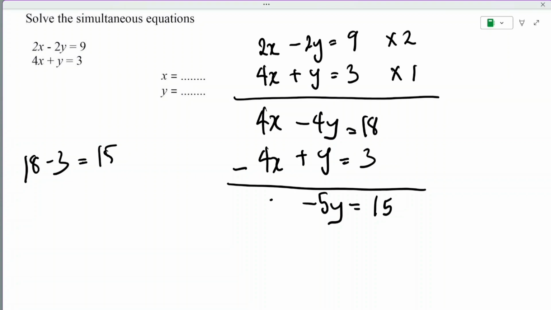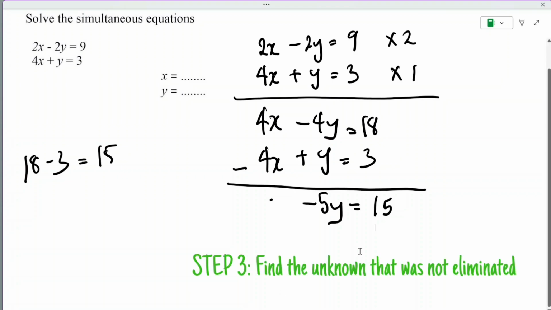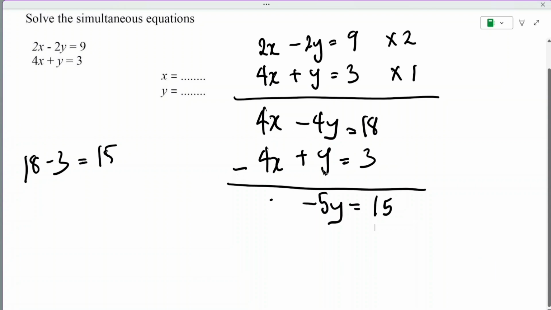We're now going to the third step. That's finding the left unknown, and in this case it is y. We've eliminated x by subtracting. The first step in this case was to make sure the coefficients of x in both equation 1 and equation 2 are the same. The second step is to subtract the upper equation by the lower equation, thereby eliminating x in this case. The third step now is to find the value of y, and to find the value of y, we divide both sides by its coefficient.